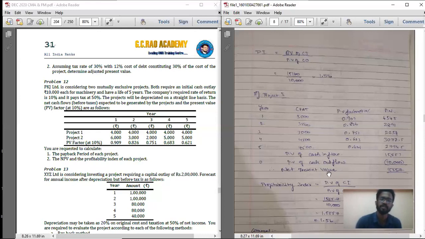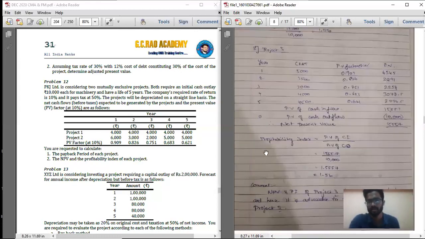So we have found the net present value for project 2. Now if you divide cash inflow by cash outflow, you will get the profitability index. So below that, leave one line gap, and record profitability index, within bracket project 2. Profitability index of project 2 is equal to present value of cash inflow divided by present value of cash outflow.